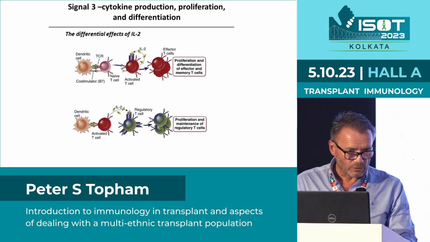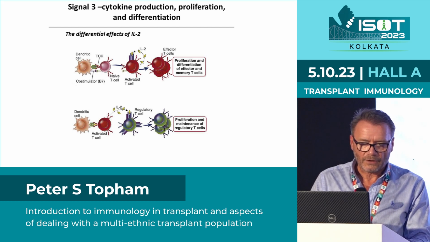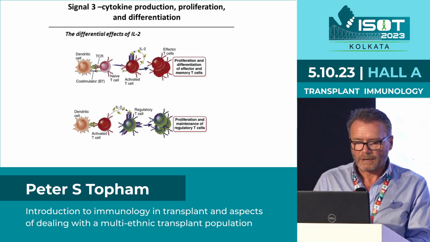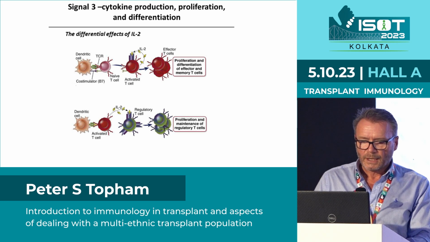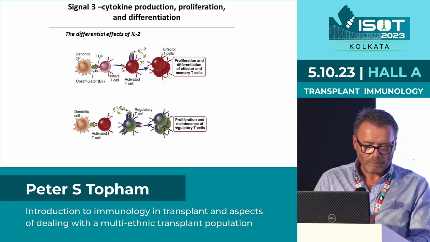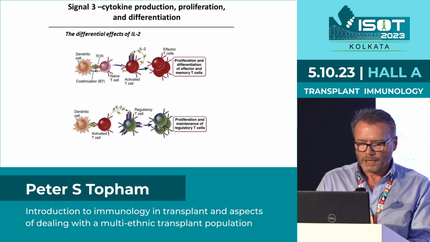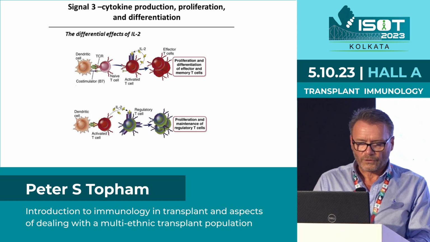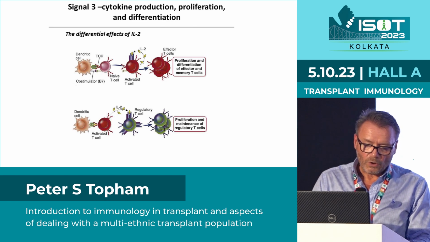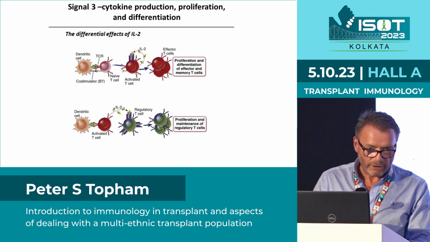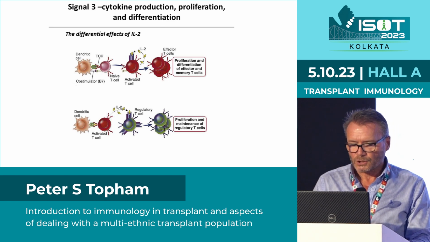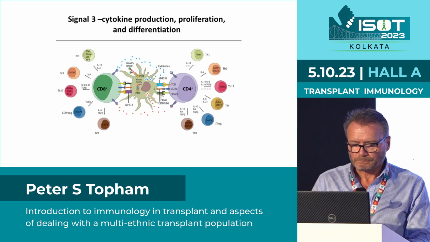And then the third signal is in 2 parts. The first is T cell proliferation related to interleukin-2, and there are differential effects of interleukin-2 depending on the point at which it occurs. In interaction with a naive T cell, interleukin-2 causes proliferation of effector T cells. Dendritic cell activation of an activated T cell, in contrast, causes interleukin-2 to drive production and proliferation of regulatory T cells. So it provides a brake to T cell activation.